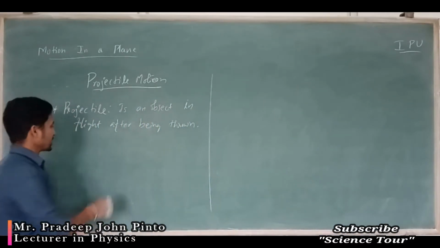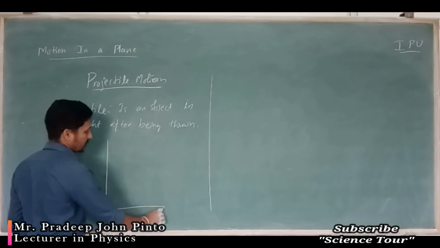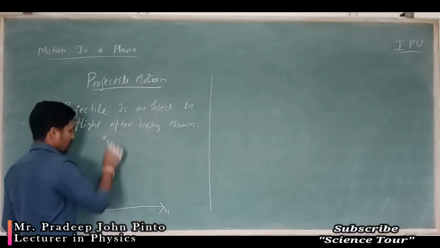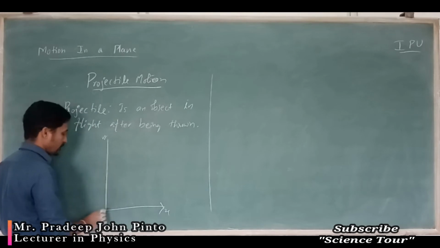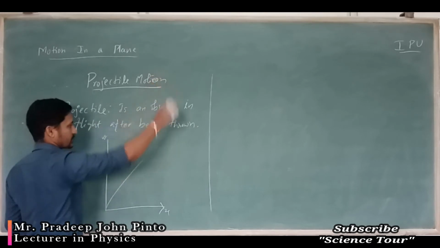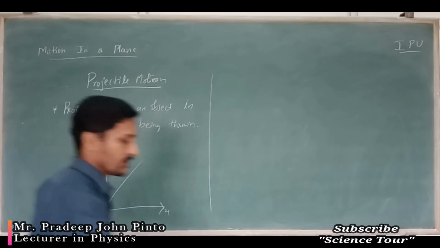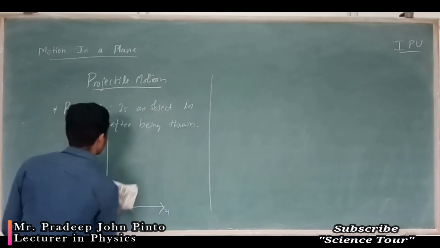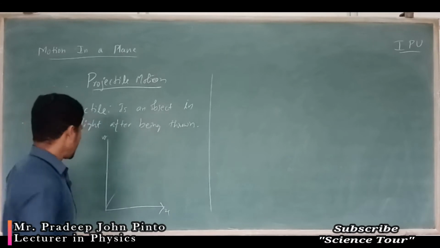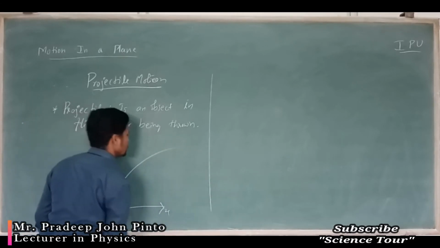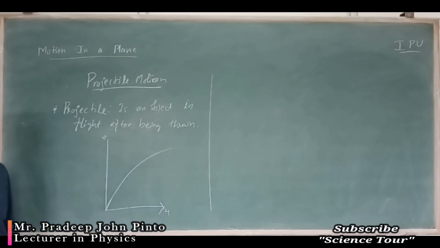If you consider the x and y axes here, somewhere here, this is x and y. You are somewhere here, and you are going to throw the object. It will be moving in this way. How do we find out the velocity?